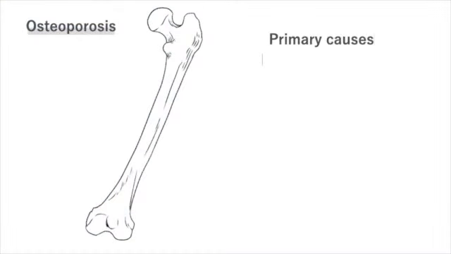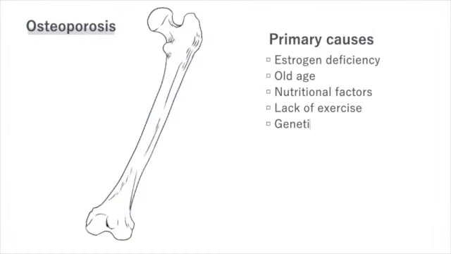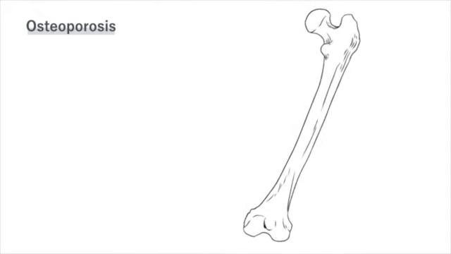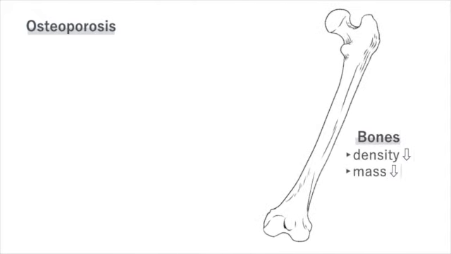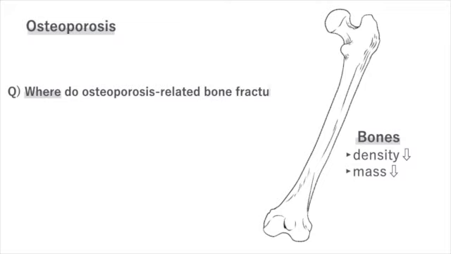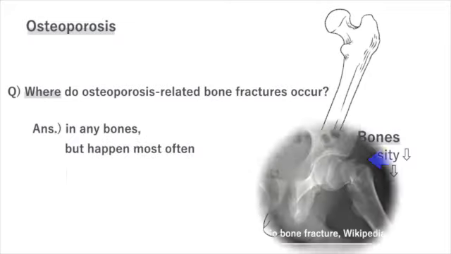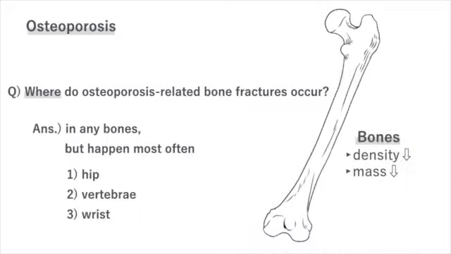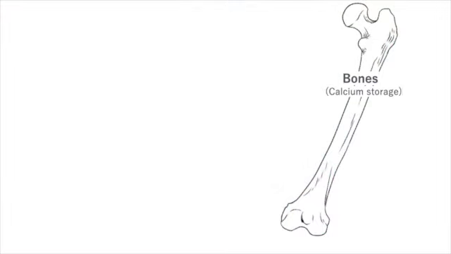What is osteoporosis? Osteoporosis is a disease that makes your bones weak. It happens when your bones lose density and mass, or when their structure and strength change. This weakening of bones increases the risk of fractures. Bones support our bodies and also serve as storage for calcium.